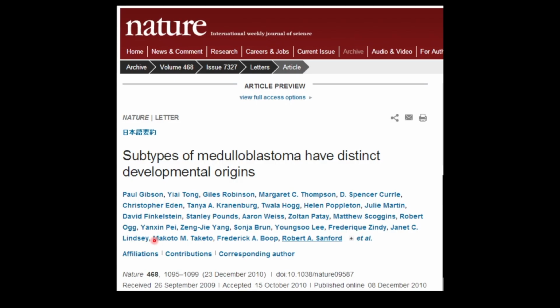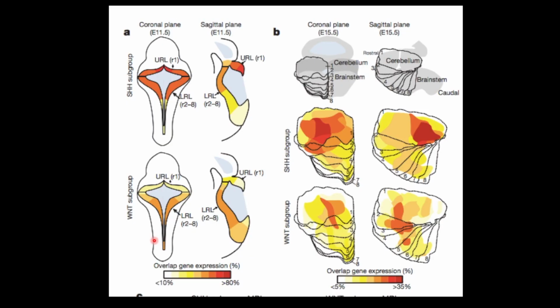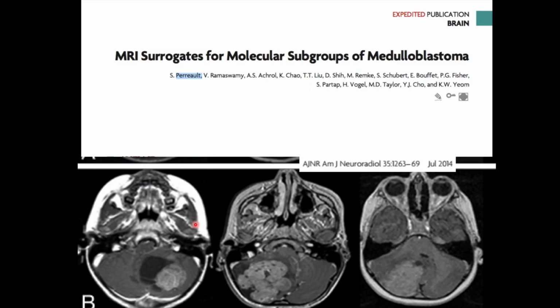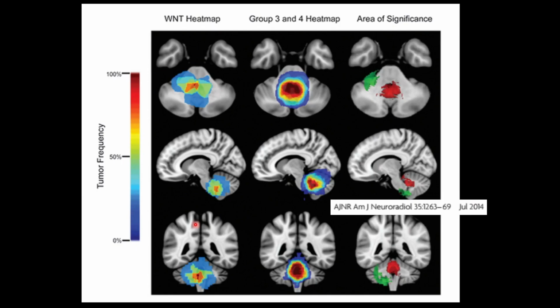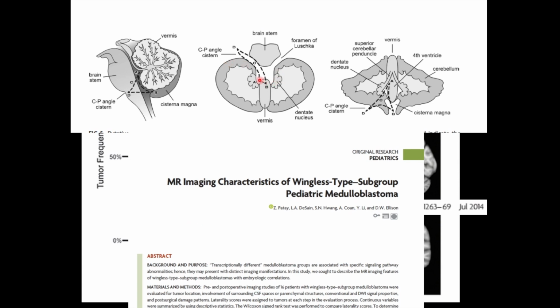From this Nature paper in 2010, we know that the lower rhombic lip, R2 to R8, actually contributes to the development of the brainstem nuclei, especially the pontine nuclei, and it is influenced by the Wnt pathway. That's why the Wnt pathway medulloblastomas go along the margins of the lateral recess and the foramen of Luschka. Even though they appear central, they are actually always off-centered, and that's why they go along this direction into the CP angle, as shown in this beautiful paper by Sabin and Pettersson.